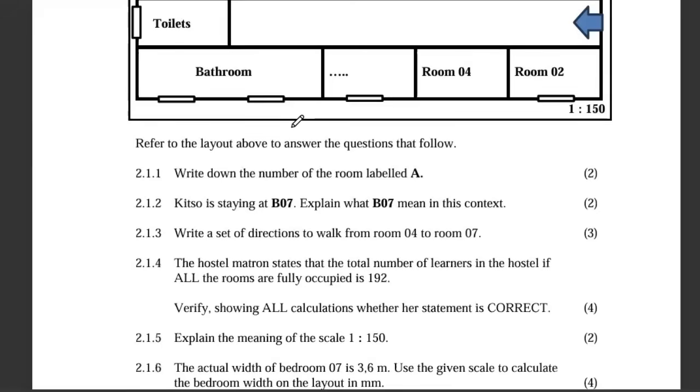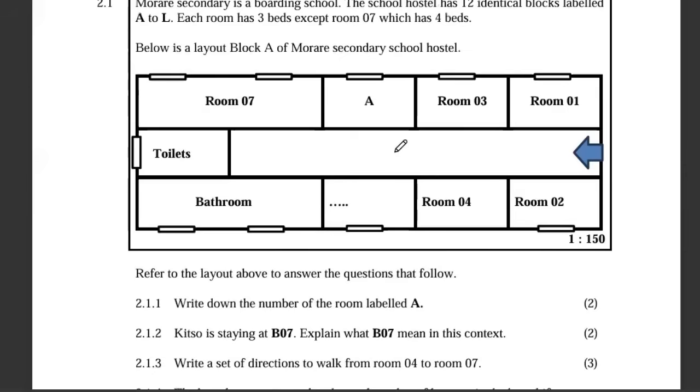Write down the number of room labeled A. This is 1, 2, 3, 4. I mean, this is 5, 6, 7, 8. These are bathrooms, so they end with 7. So here we are saying it's room 5. Room 5.